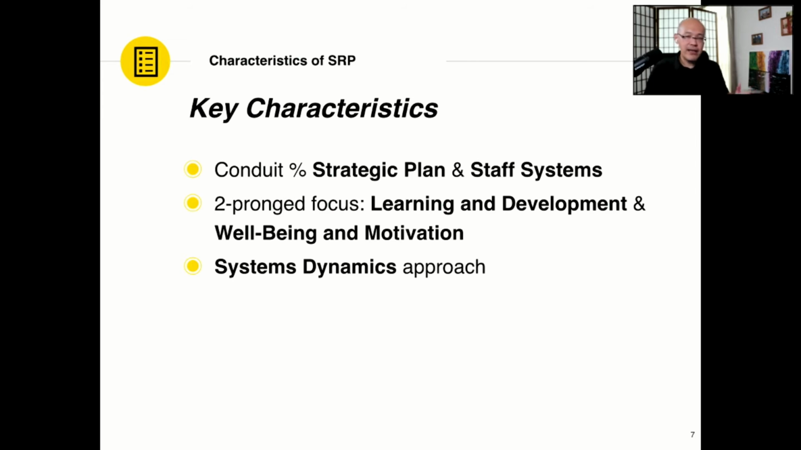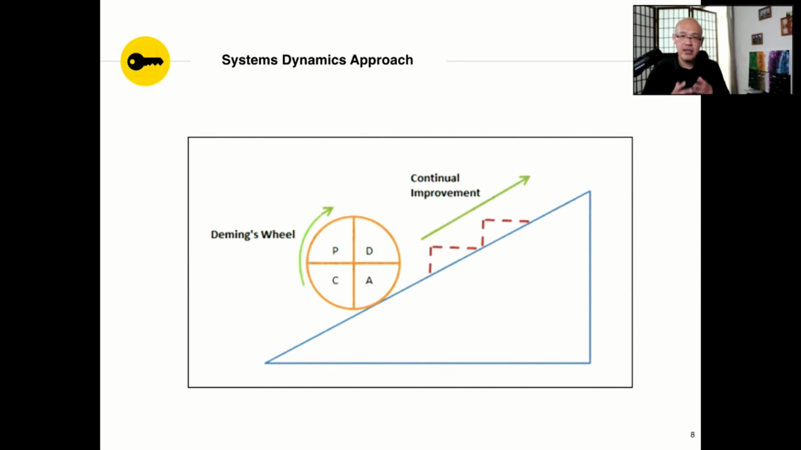Now, what exactly is a system dynamics approach? The best way to think of it is this particular cycle itself. It's called a PDCA cycle, or Deming's wheel. For those of us who have been in civil service long enough, we're probably quite familiar with this thing called work improvement teams, or WITs for short.